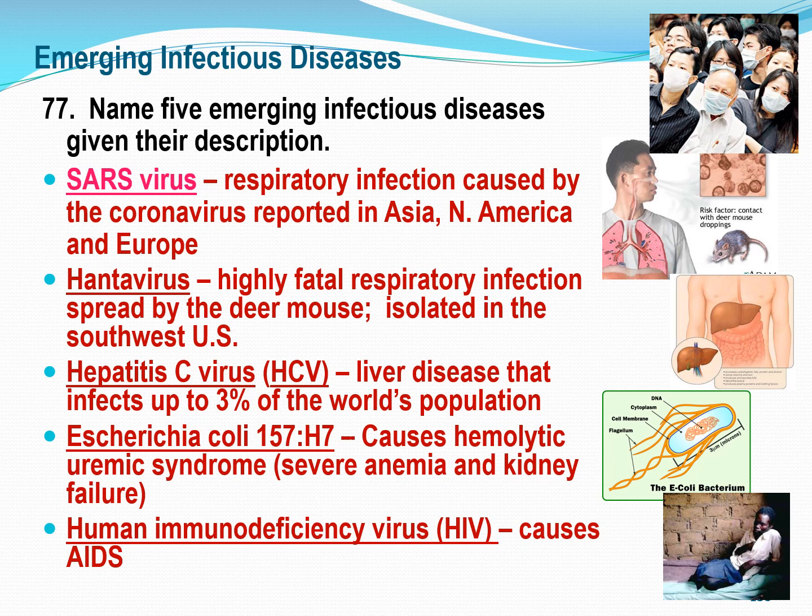That's a liver disease that infects up to 3% of the world's population. Escherichia coli O157:H7 causes hemolytic uremic syndrome, severe anemia, and kidney failure. And then we have, of course, the human immunodeficiency virus, HIV, which causes AIDS.